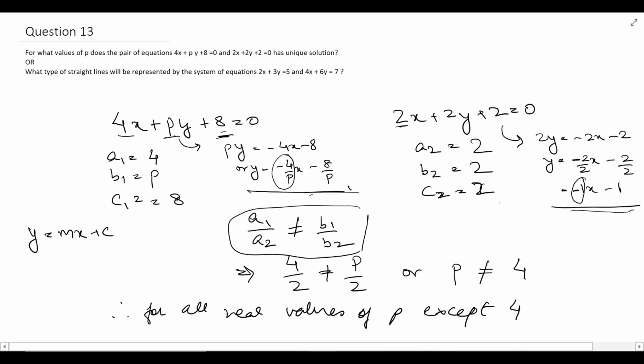Let's go to the other question. What type of straight lines will be represented by the system of equations 2x plus 3y equal to 5 and 4x plus 6y equal to 7?